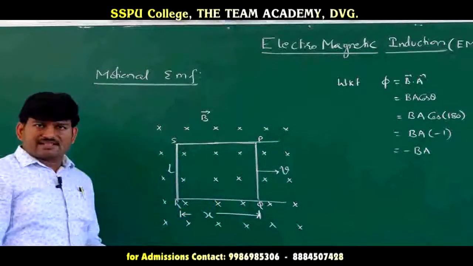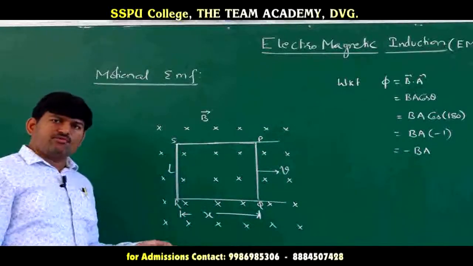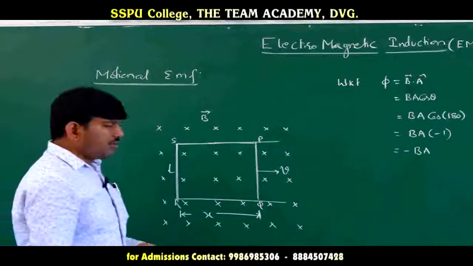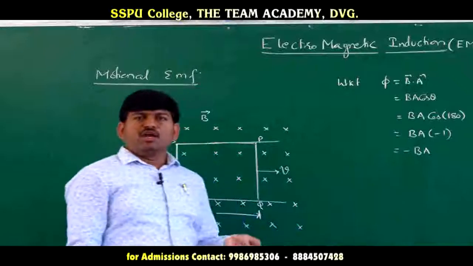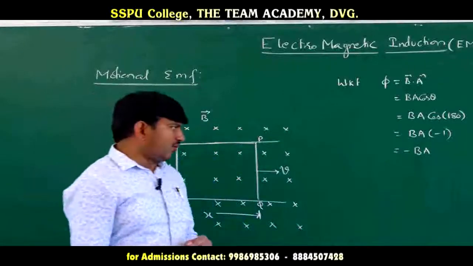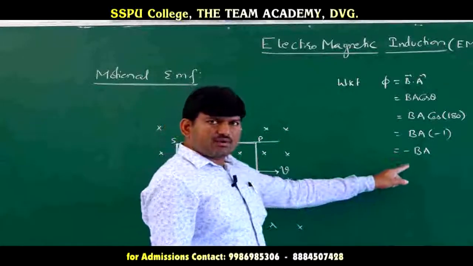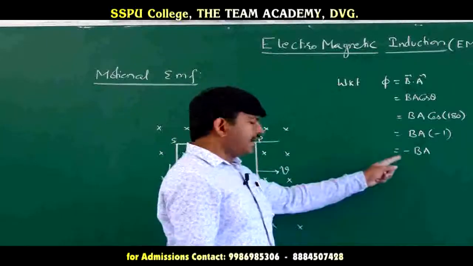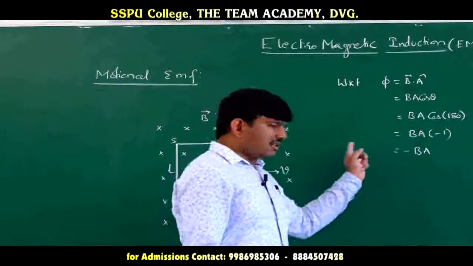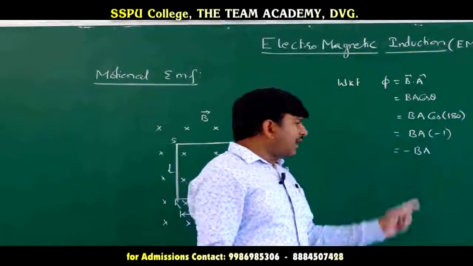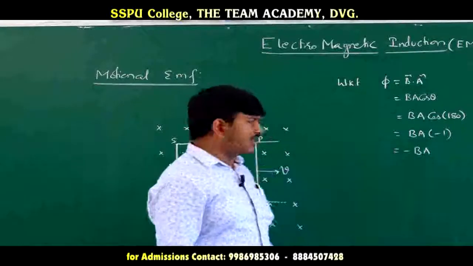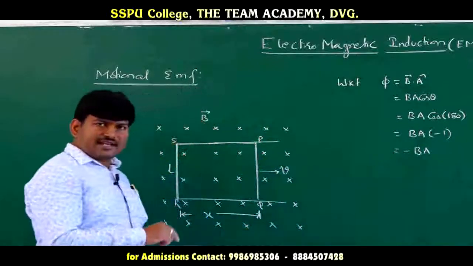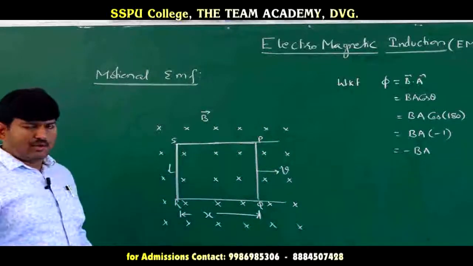So the magnetic flux may be positive, may be negative, may be 0 also. Whether it is electric flux or magnetic flux, flux may be positive, may be negative, may be 0 also. Negative flux says what and positive flux says what? Negative flux says that the lines are coming in, and positive flux says that the lines are moving away. Is it clear? Incoming flux is taken as negative and outgoing flux is taken as positive.